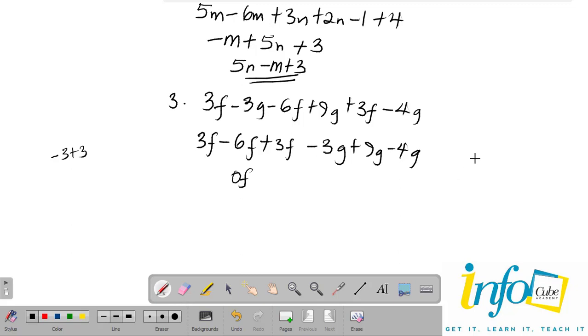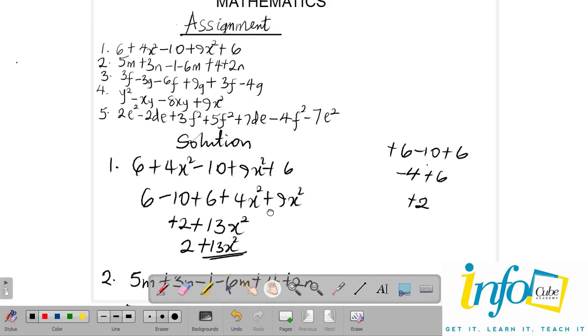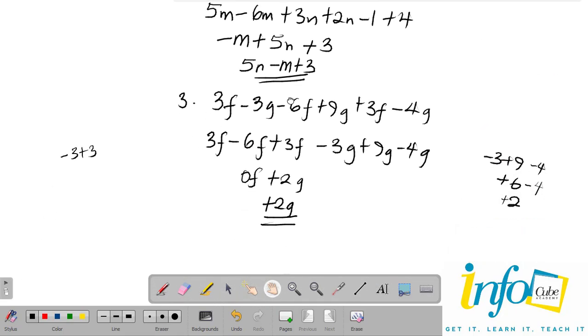So everything here gives us 0f. Then coming to this place, we have minus 3 plus 9 minus 4. Minus 3 plus 9 will give you plus 6. And plus 6 minus 4 will give you plus 2. So we have 0f plus 2g. 0f is just 0. So automatically everything about f is gone. We have only plus 2g as our answer. Let's solve the fourth one.